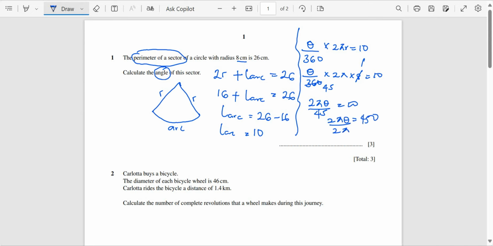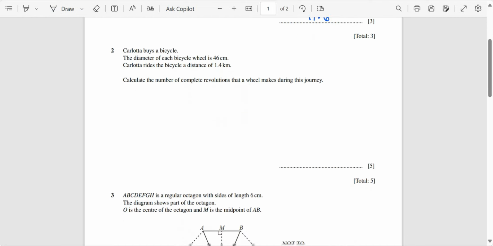I'll divide both sides by 2 pi, and that will give me the value of my theta. So you get your calculator and you divide 450 by 2 pi. You should actually use the pi in your calculator. So that would give us 71.6197, which is approximately 71.6 degrees. Okay, I hope that is clear. So let's move to the next question.